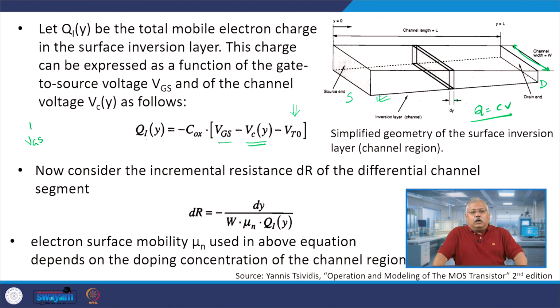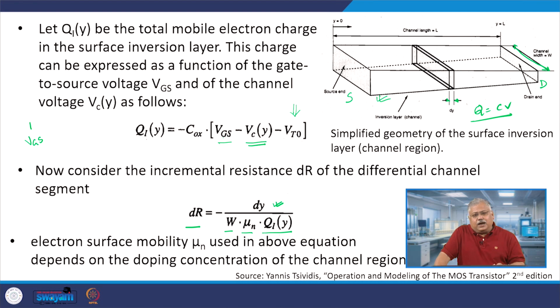Now let us consider the incremental resistance in the differential channel. For this dy incremental distance, my dr will be given by dy divided by W times mu n times Qi(y). What is W? Width. Mu is the mobility of the charge carriers, the surface electron mobility, and it also depends upon the inversion layer. So the higher the inversion charge density, the lower the resistance, makes sense. The higher the mobility, the lesser the resistance. The larger the width, the larger the number of charge carriers, and therefore the lower the resistance.